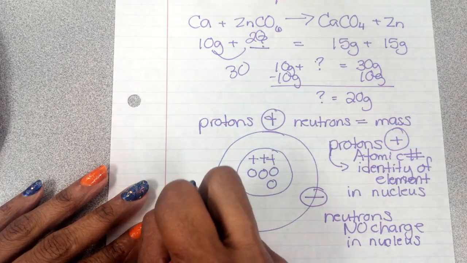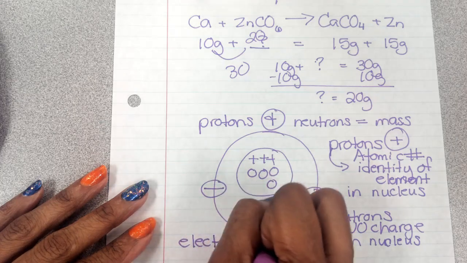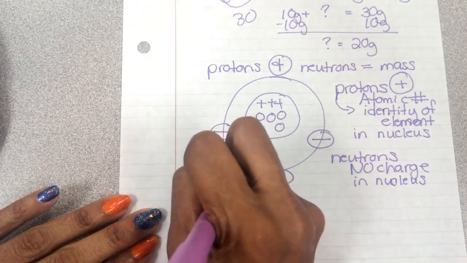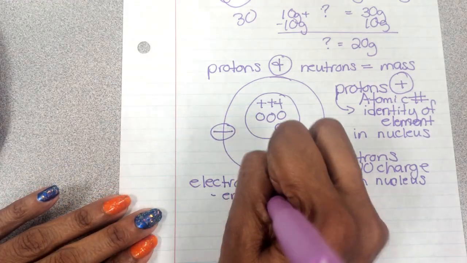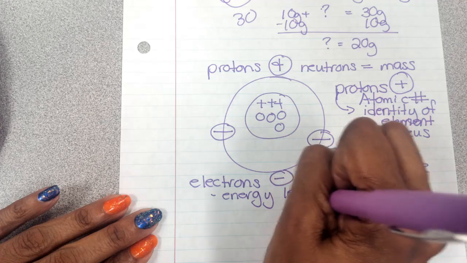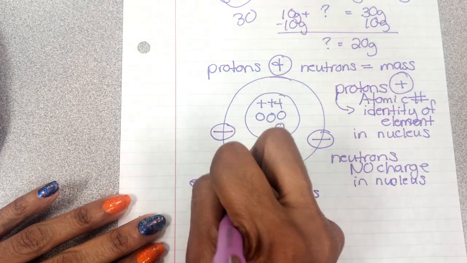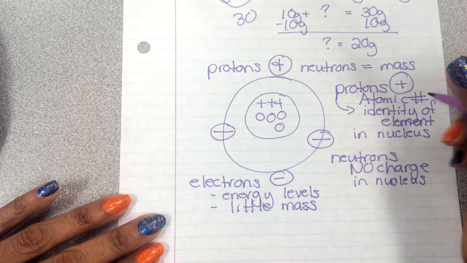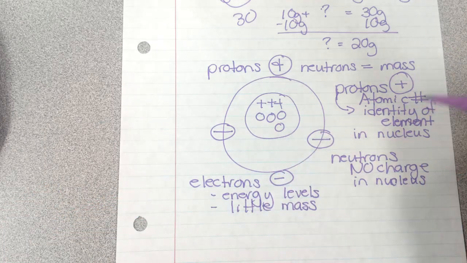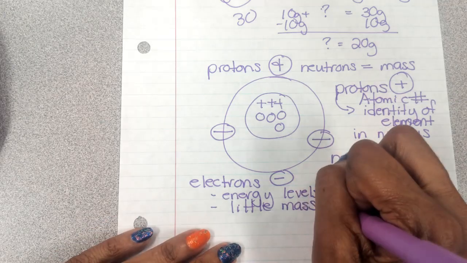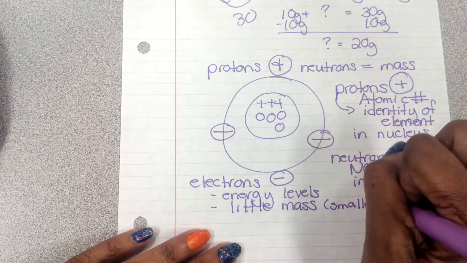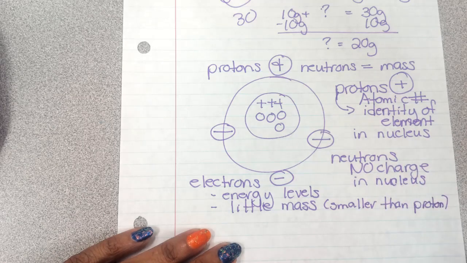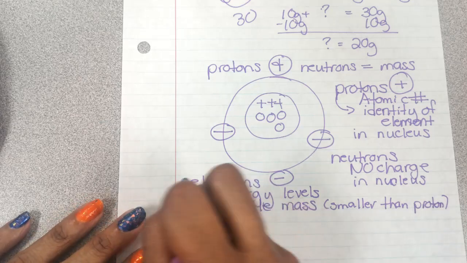All right, electrons. These are negative. They are in the energy levels. They have little mass. So protons and neutrons are about the same size. Electrons are tiny. They're much smaller than a proton. Okay? They're in the energy levels.